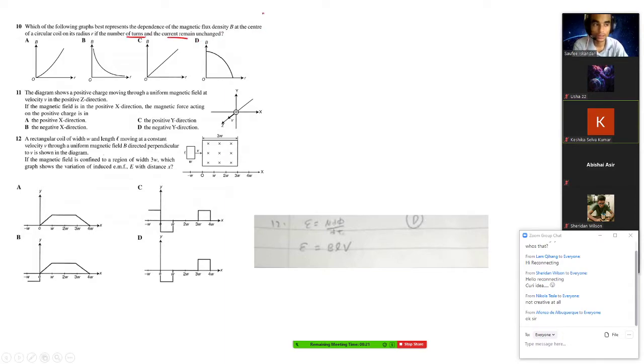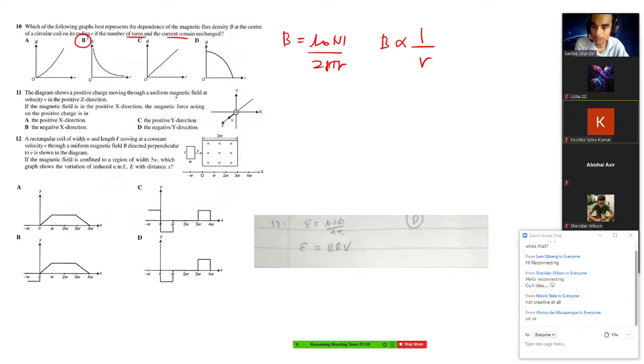You know that B equals mu naught N I over 2R. Is it 2 pi R or 2R? It's 2R, not 2 pi R. So B is directly proportional to 1 over R. So the answer is B.